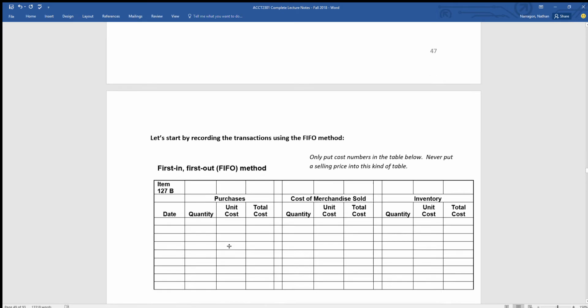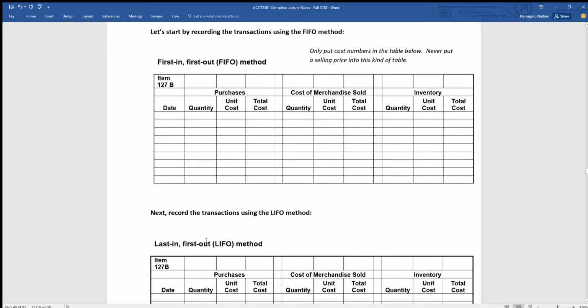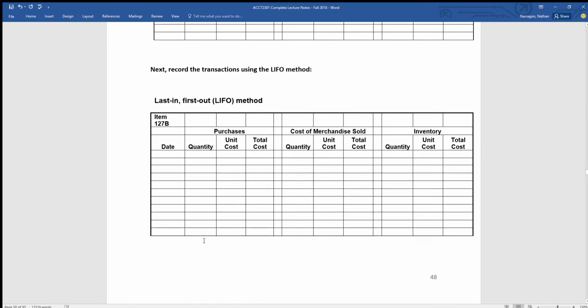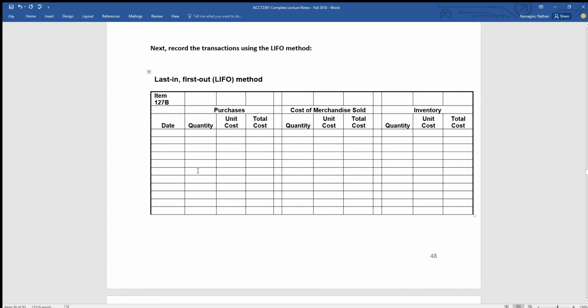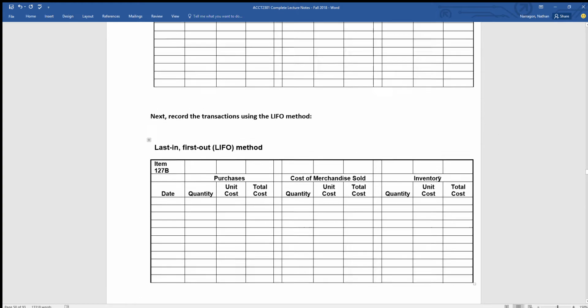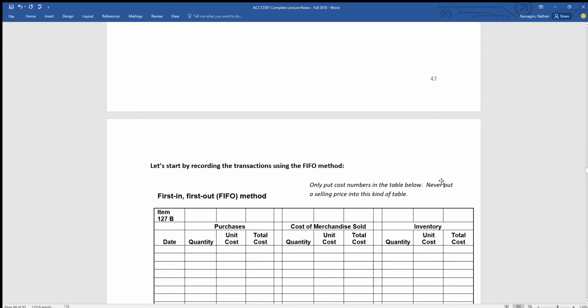So here are our tables, and I'm going to go back and forth while explaining these, and we're only going to put the cost. As you can see, they're broken down into 3 sections. One is for only purchases, one is for cost of sold, and one is for inventory. So let's look at what's going on. Again, we're going to do FIFO first.